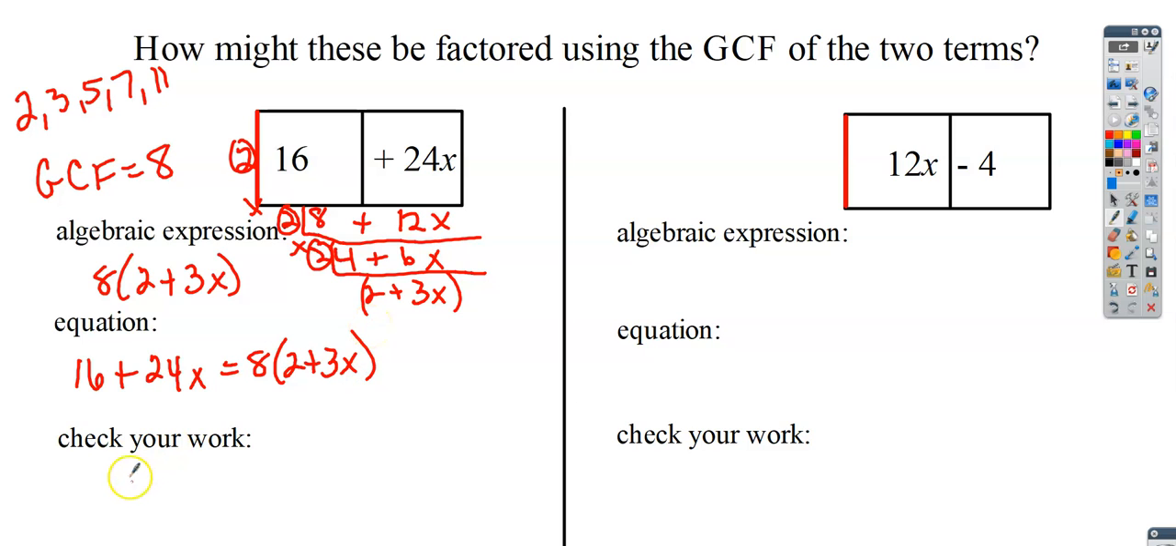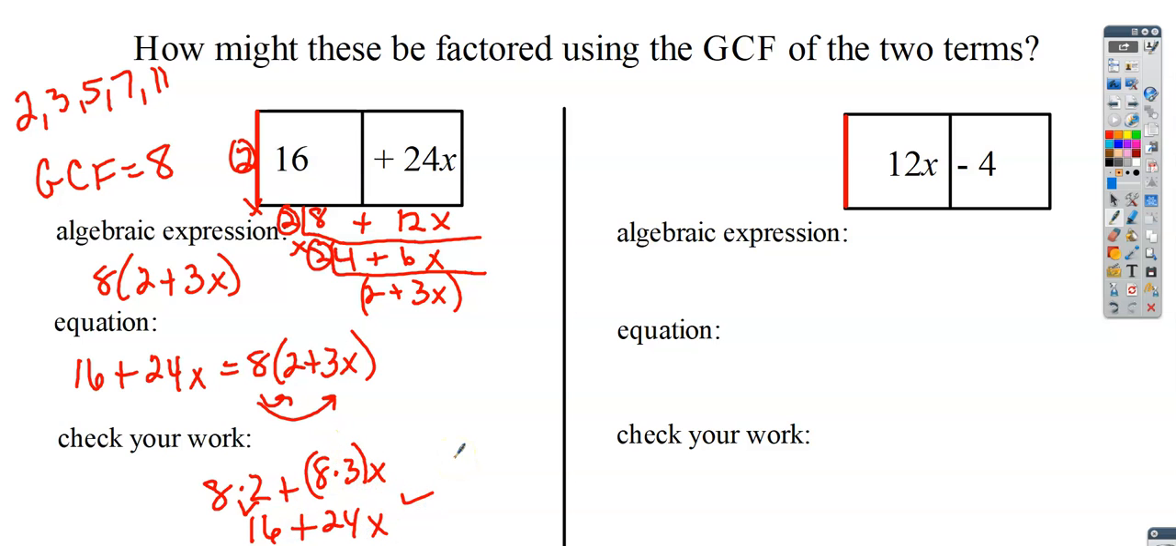If I want to check my work, because I can't add these together, there's nothing really I can do on the left side, so I'm just going to show you the right side. I distribute, right? I need to do 8 times 2 plus 8 times 3x. 8 times 2 is 16. 8 times 3 is 24. Guess what? It matches the left side.